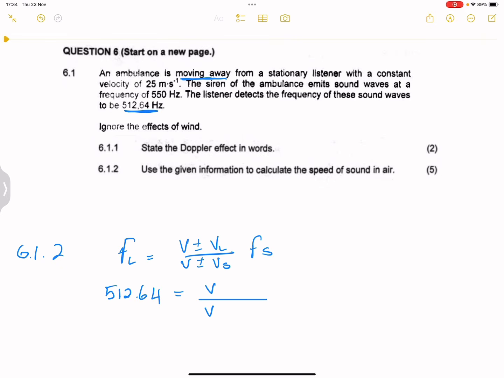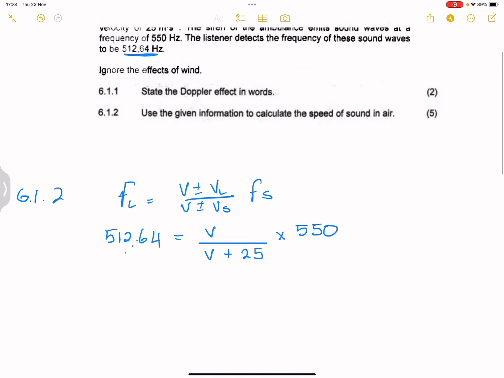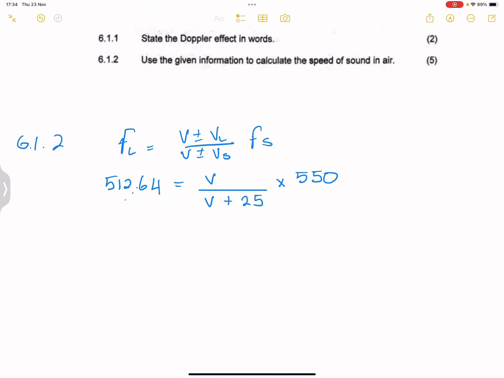Now remember, we need the left hand side to be less, so this fraction has to be a proper fraction so that we end up with a lesser frequency. So this would be V plus the velocity of the source, which was 25, multiplied by the frequency of the source, which was 550. All we need to do, ladies and gents, is play around with some mathematical gymnastics. How you decide to do that is really up to you. Let's try to make it as simple as possible.